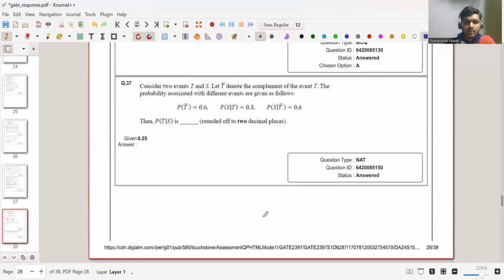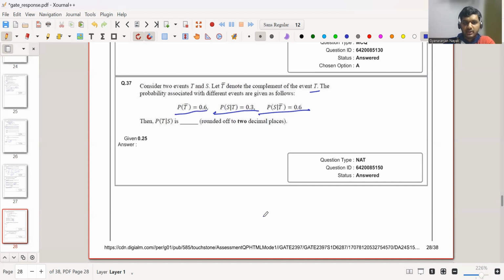okay, consider two events T and S. Let T complement be the complement of the event T. The probabilities associated with the different events are given as below. Probability of T is 0.6, probability of S given T is 0.3, and probability of S given T complement is 0.6.